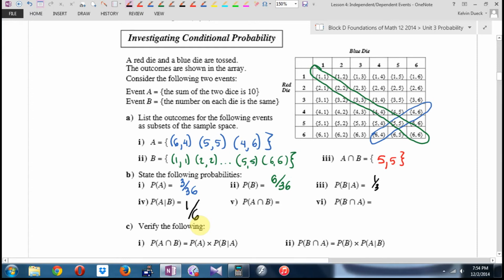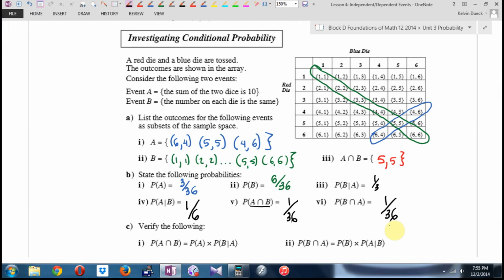Hey, what's the probability of A and B? Well, how many are circled both times? 1 out of how many grand total? 36. What's the probability of B and A? How many are circled both times? 1 out of what's the total number of outcomes? 36.